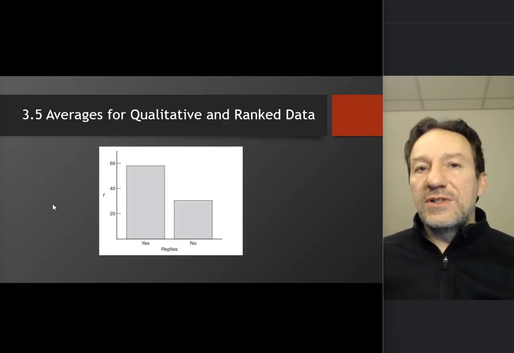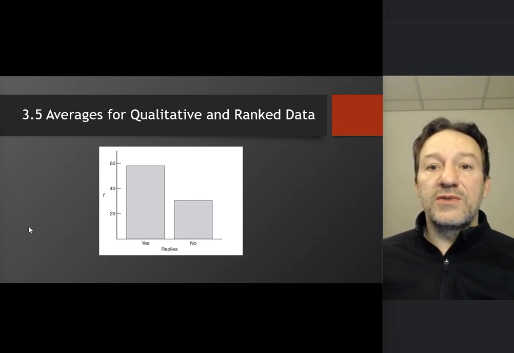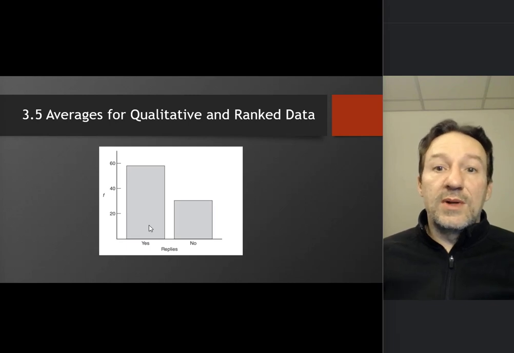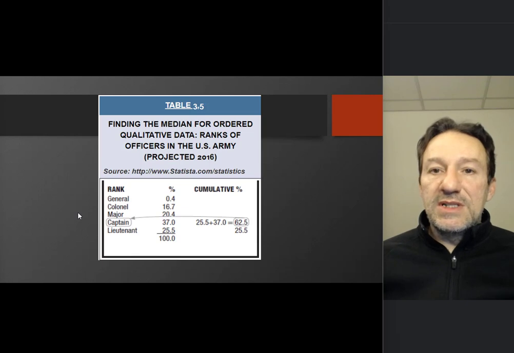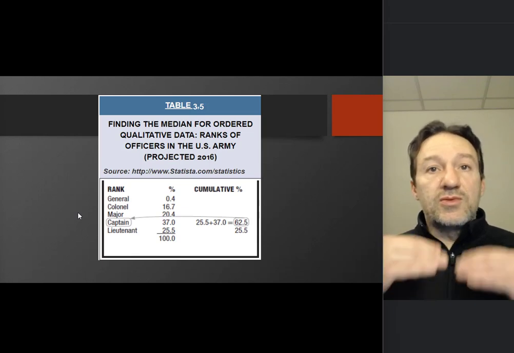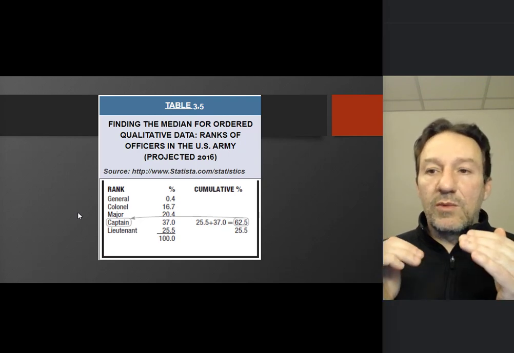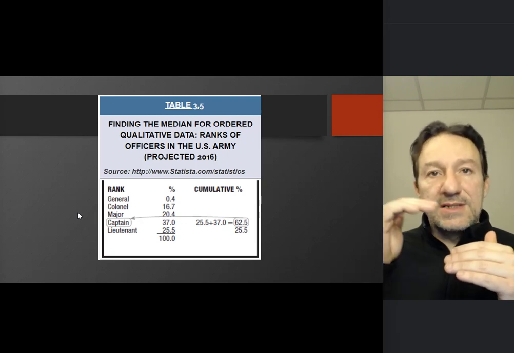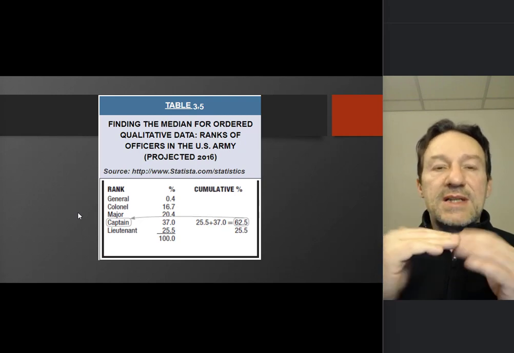When you're looking at the averages for qualitative and ranked data, you can always use the mode, the one that occurs most frequently. So this is from last chapter, that Facebook data where there was a survey and it was yes and no. The mode clearly is yes because it's the one that happens most frequently. For qualitative, sometimes you can also use the median. If the data is ranked ordinal, like military rank from last chapter, you can get those relative frequencies, get the cumulative percentages, and then you get up to 50. You can say that that's where the median is. So wherever that cutoff is that gets to that 50%, you can say that that's the median.